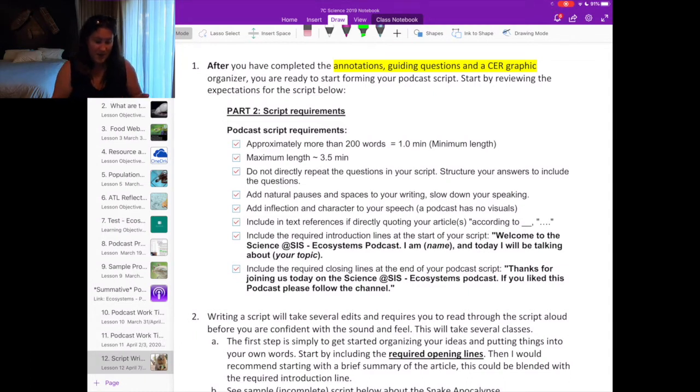For writing your script, I've given you guiding questions and a graphic organizer to kind of help you organize and plan out your information. That really is just part of the research or the planning phase. Please don't repeat the questions directly. That becomes a very boring, contrived podcast if you're saying, question 1, what is the summary of your article? My article was about this. That's not very entertaining for our audience. Those guiding questions were simply just to help you plan and pull out the information from your article.